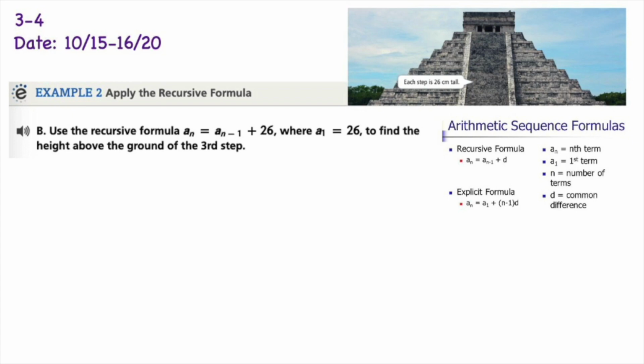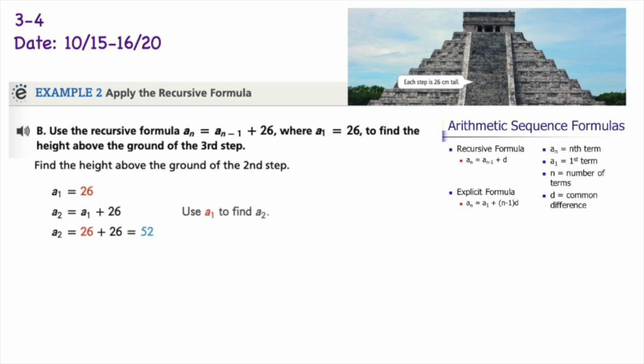Anyway, example 2b, use the recursive formula a sub n equals a sub n minus 1 plus 26, where a sub 1 is 26, to find the height above the ground of the third step. So here we go. So we know the equation, a sub n minus 1 plus 26, but we want to find the third step. So we are plugging 3 into where the n is and finding that step. So we know that a sub 1 is 26, a sub 2 would be 26 plus 26, right? So the first step plus another 26, that would be 52. And then a sub 3 would be the third step.